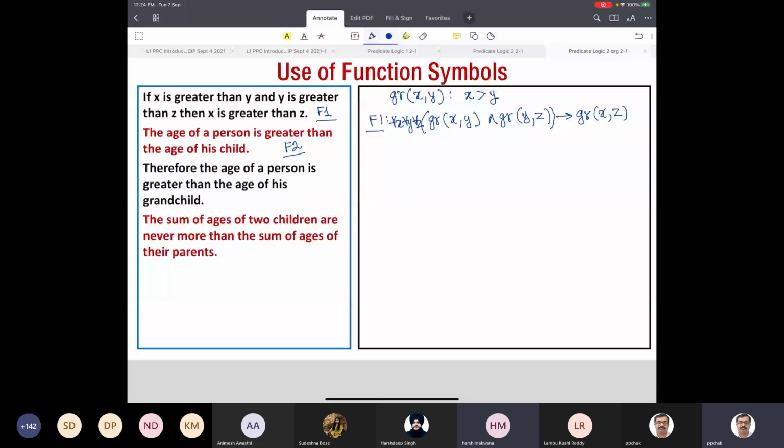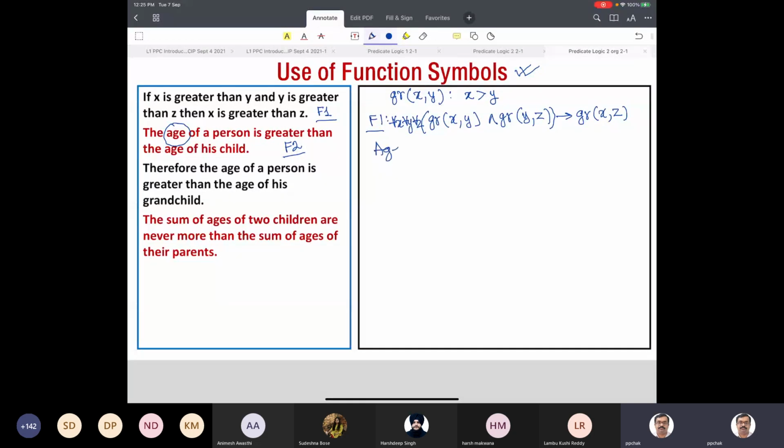GR person, comma, child. Here we will need something to specify age. And therefore we will start using a new concept, which is the function symbol. A function symbol is a generalization of a constant, like a Boolean generalizes to a predicate with arguments, with parameters. Therefore, a function is an extension of a constant with parameters.